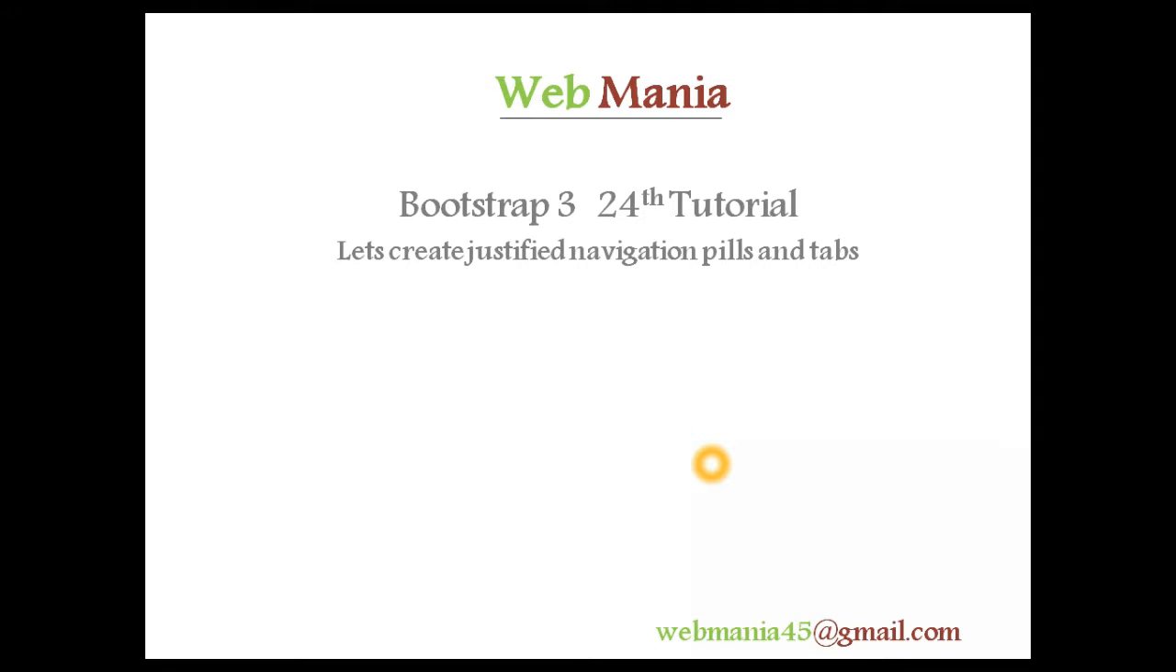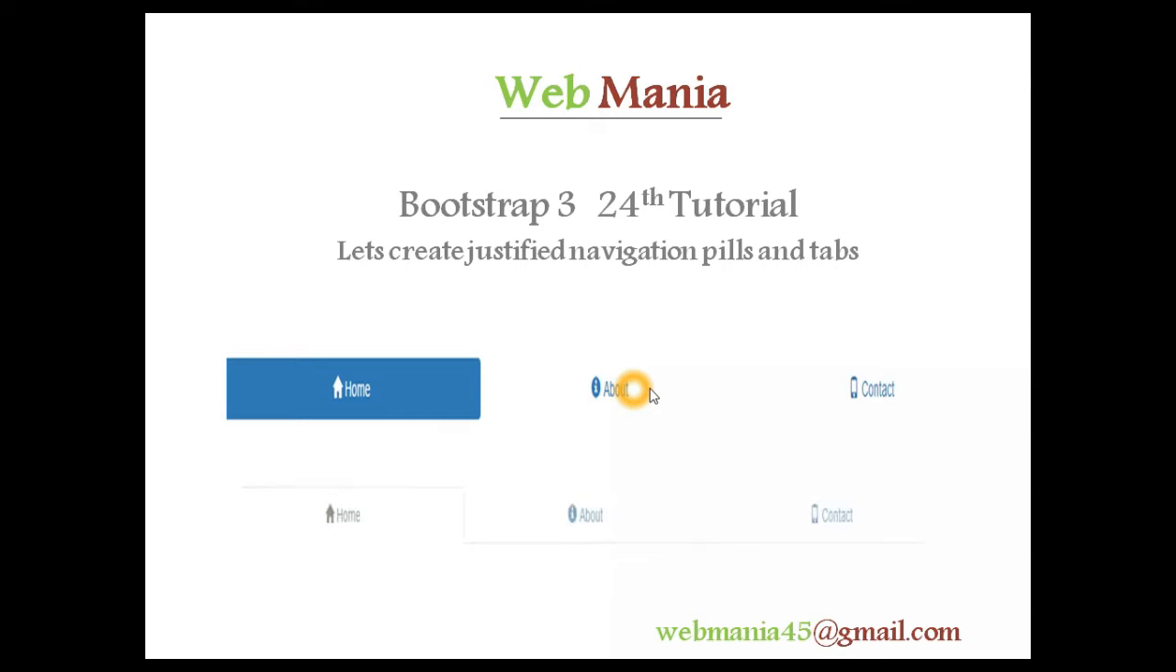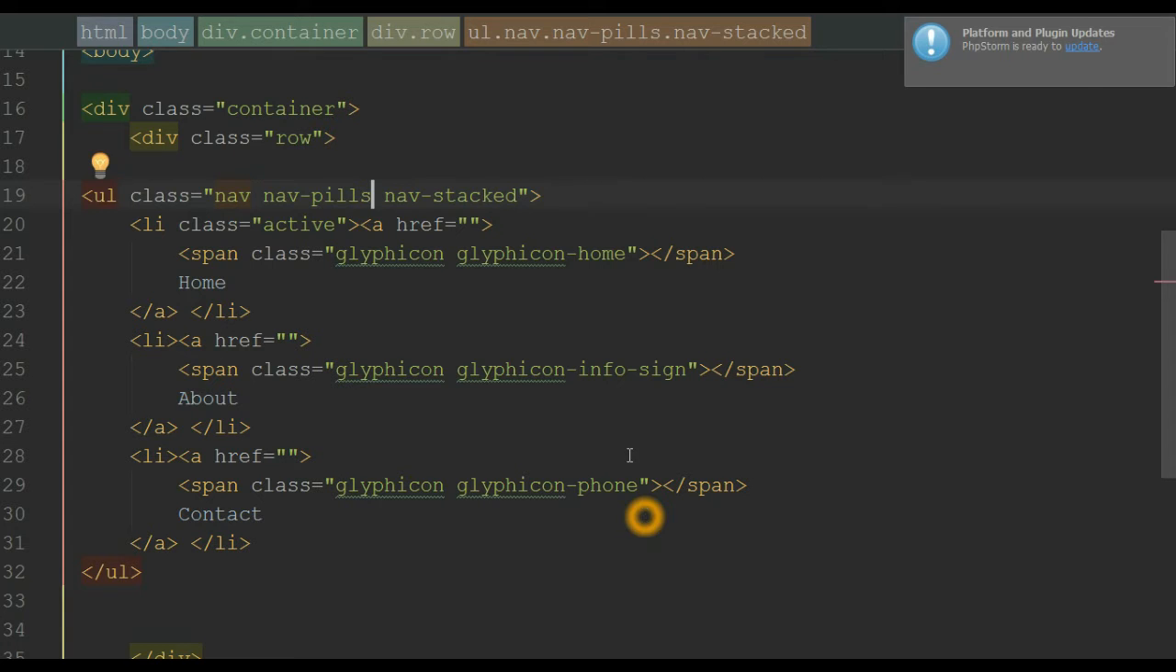Now let's create justified navigation pills and navigation tabs. So we want this to be achieved. This is our justified navigation pills, and this is our justified navigation tabs. So let's go back to our editor and achieve this. So this is our editor. To achieve justified nav pills, we simply have to use the class of nav justified. Let's save this and view in our browser.